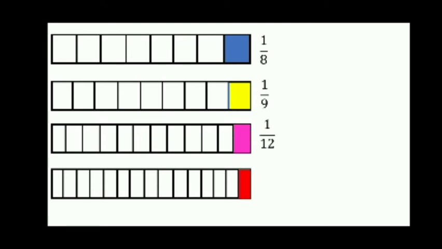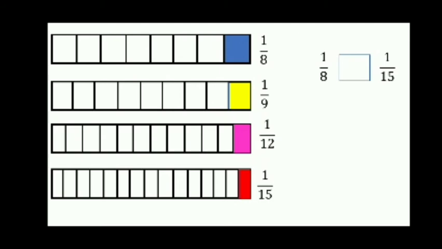And the last strip with the red shaded part, the shaded part? 1. And total parts in all? 15. So our fraction is 1 upon 15. Now let's compare the fractions. 1 upon 8 and 1 upon 15. That is the blue shaded part and the red shaded part.